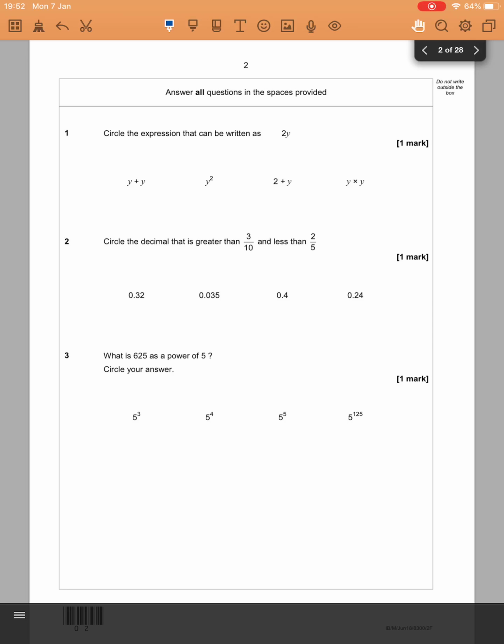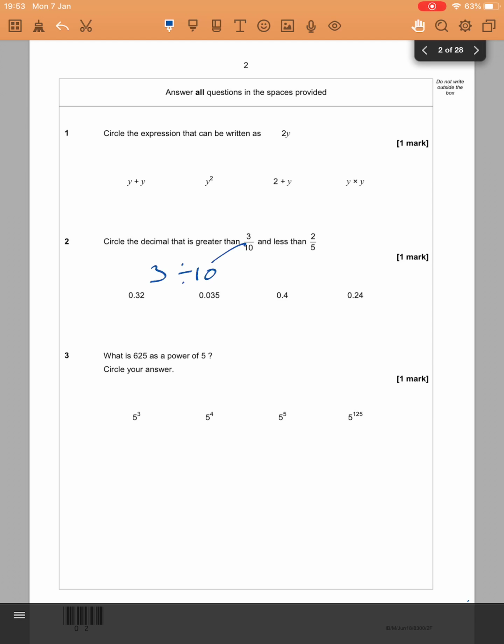Question 2. Circle the decimal that is greater than 3/10 and less than 2/5. So what you need to remember here is what the line in the fraction means. The line in the fraction just means divide. So we can work out 3 divided by 10. Then you can do the same for 2/5, and that'll give you 2 decimals. And then you can see which number is between the 2 decimals.